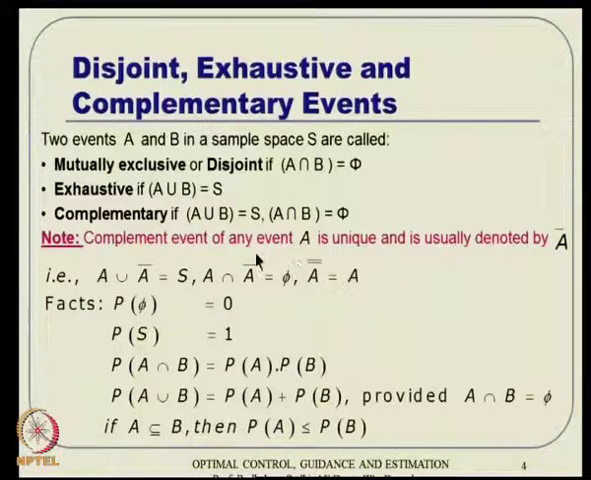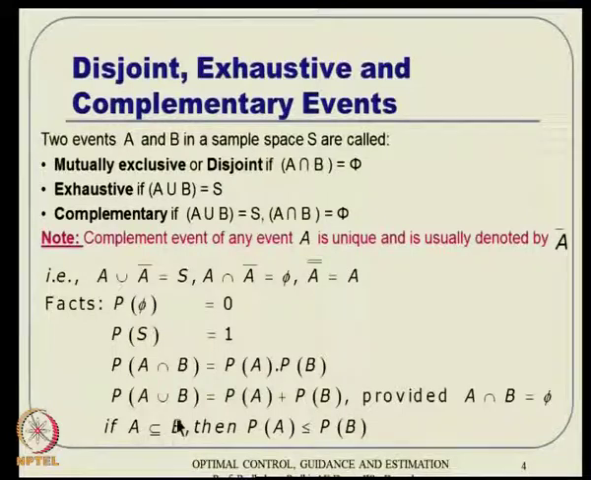And some facts are something like this. The probability of phi is obviously nothing there, so it is 0. The probability of the sample space is 1, and the probability of A intersection B turns out to be probability of A into probability of B, and the probability of A union B is the summation of them, provided there is nothing common between them.